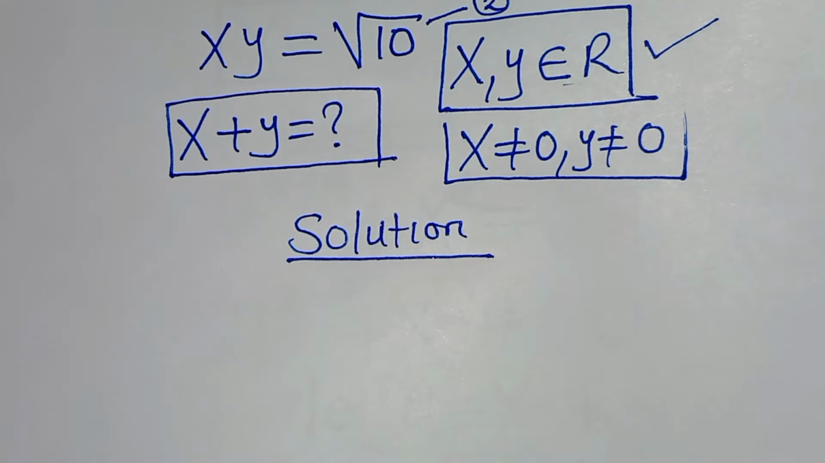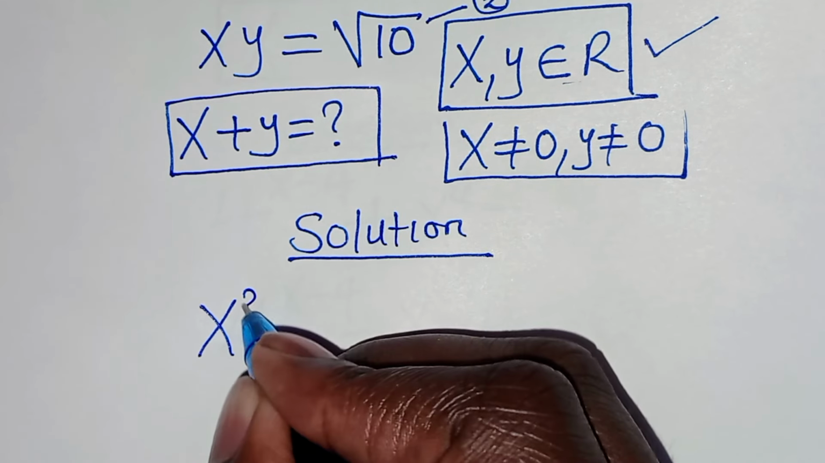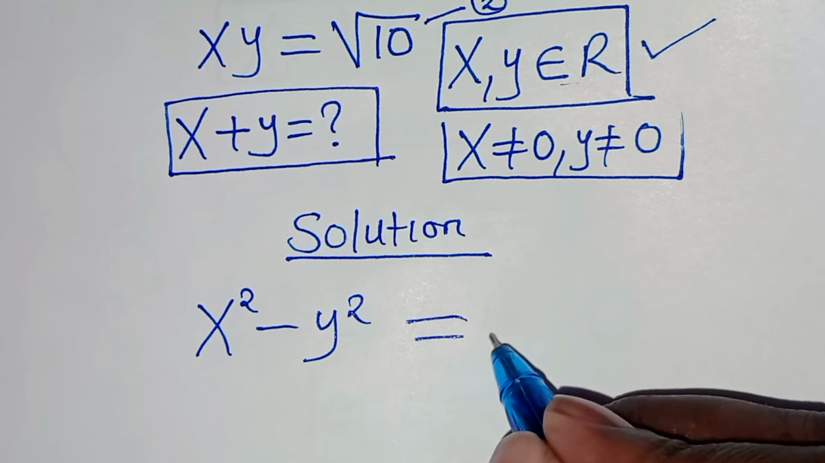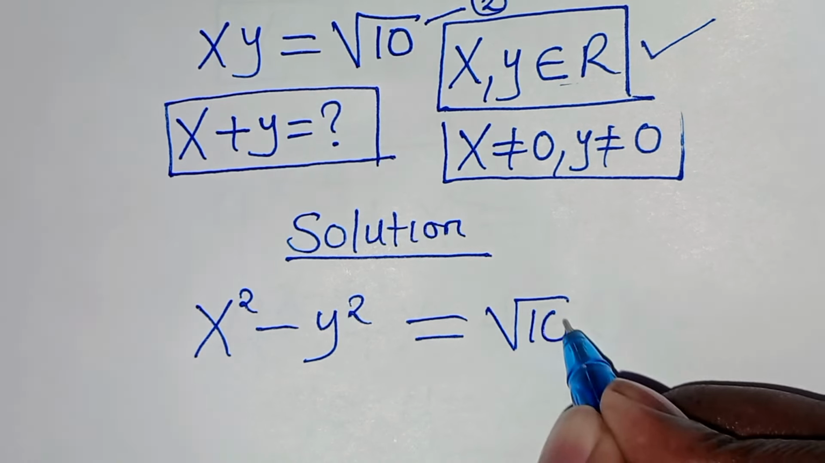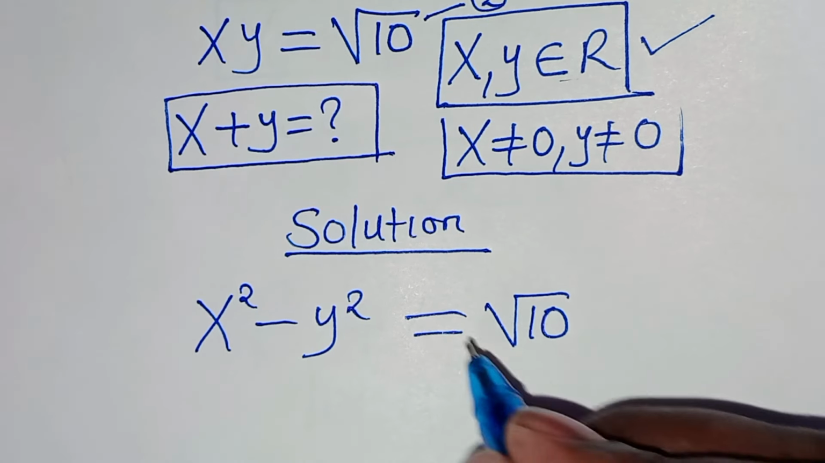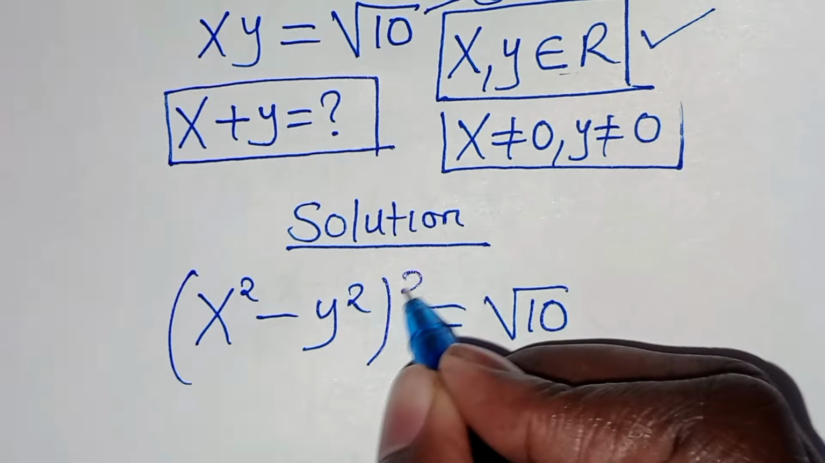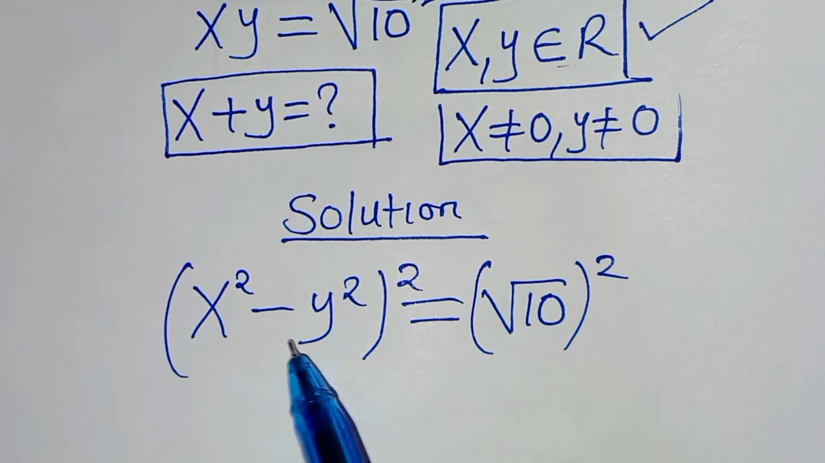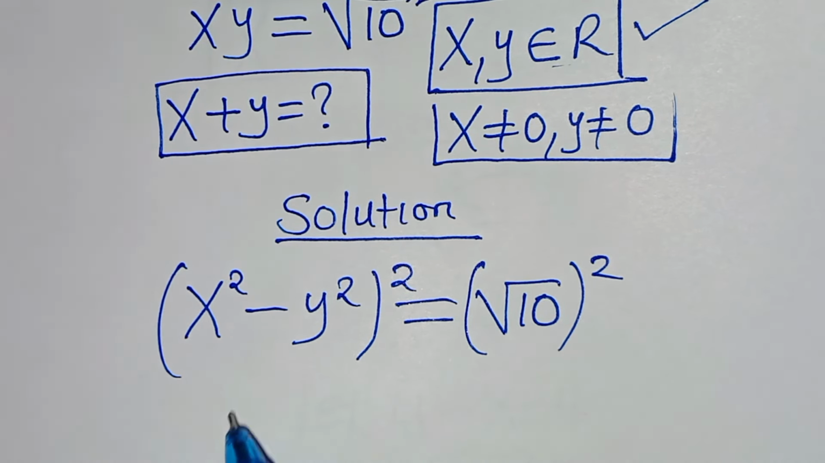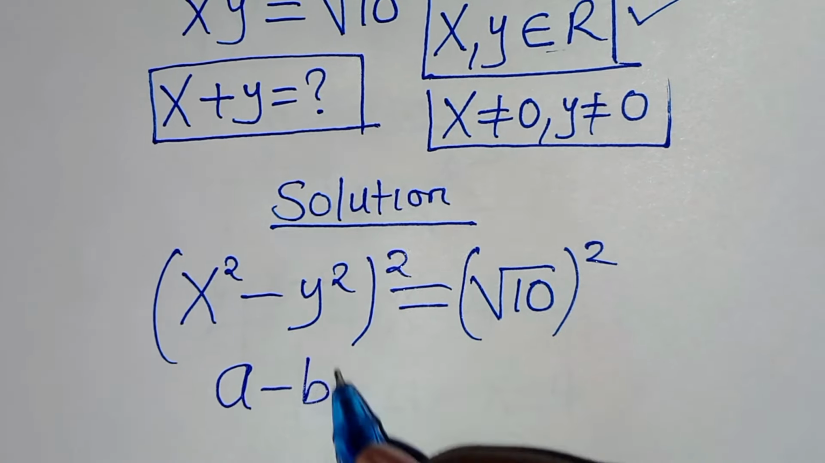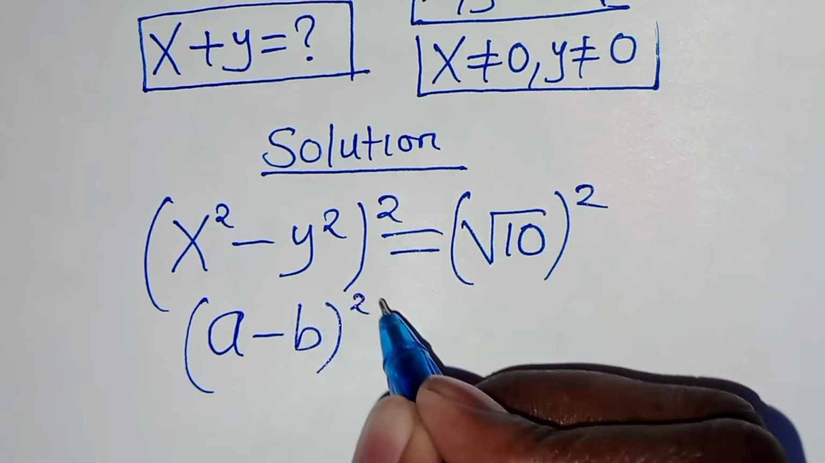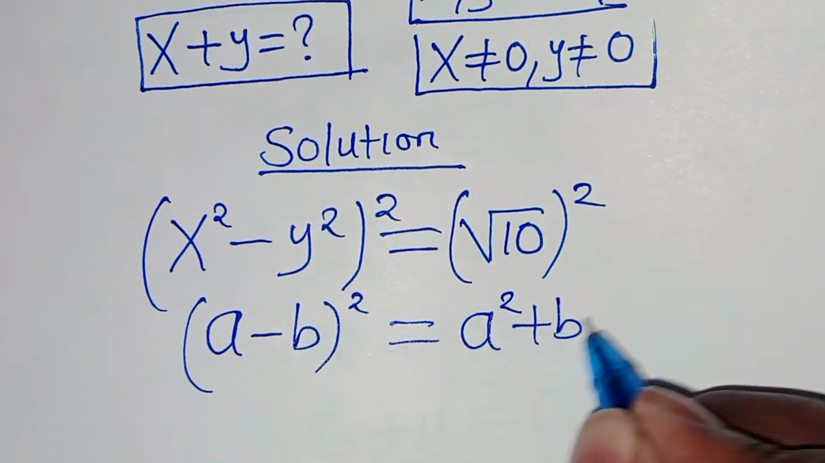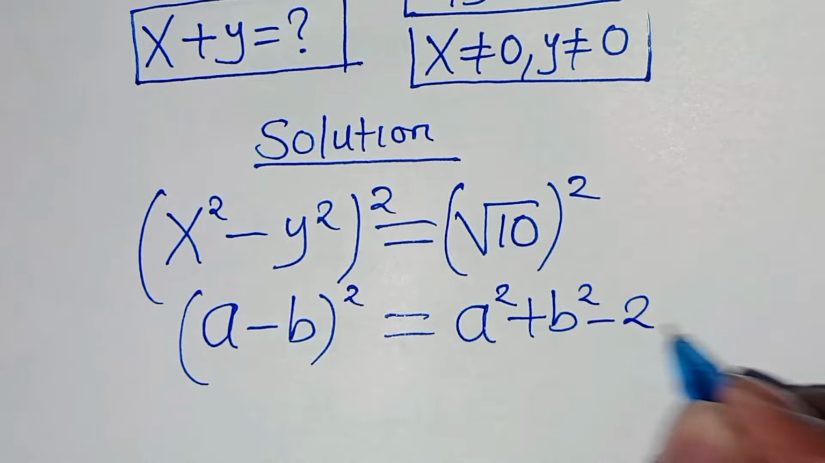Now, from equation 1, x squared minus y squared is equal to square root of 10. So the first step from here, let's square both sides. So that now (x squared minus y squared) raised to the power of 2. This is in the form of (a minus b) raised to the power 2, which we can express as a squared plus b squared minus 2ab.